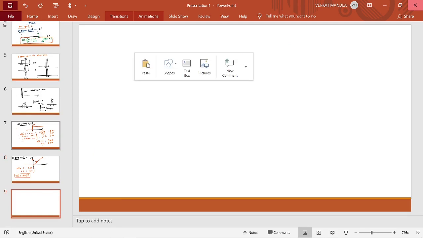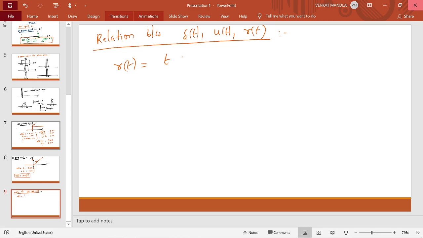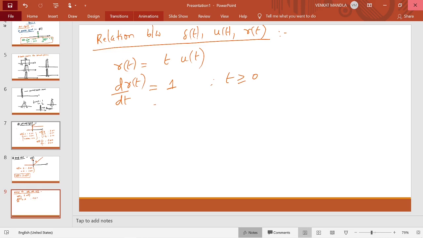Next, the relation between these three: del of t, u of t and r of t. Because r of t equal to t into u of t, if I differentiate, d by dt of r of t, differentiating t you will get 1 for t greater than or equal to 0, and equal to 0 for t less than 0. Because t into u of t means t for t greater than or equal to 0 and 0 for t less than 0.